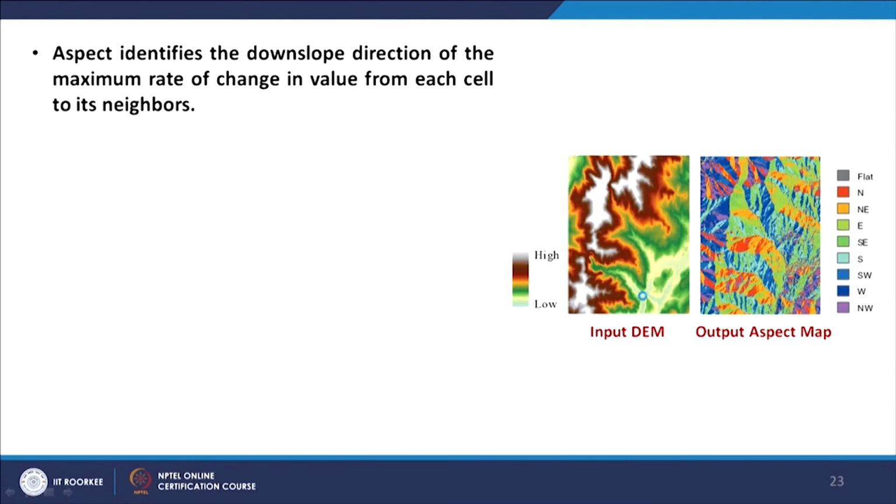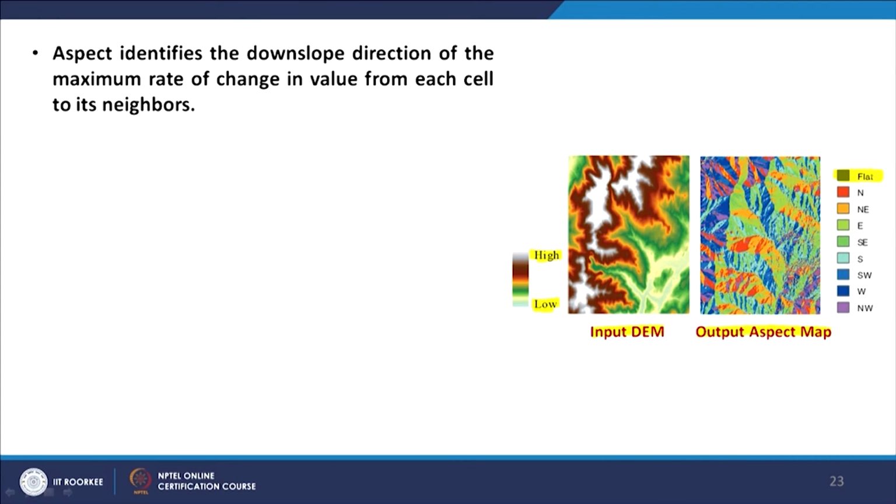Now, let us see some examples here. This is my digital elevation model, where these represent low elevation values and high elevation values. When this is subjected to aspect calculation, this is what I see. The aspect is here. Of course, the flat part depends on whether that area has a flat part or not, but generally a few cells will be identified as flat.